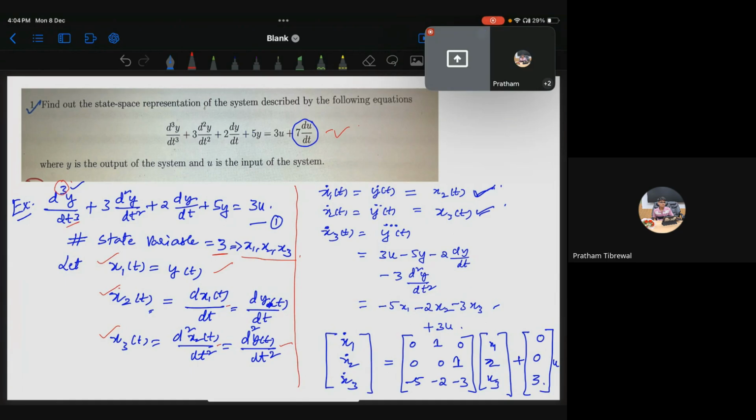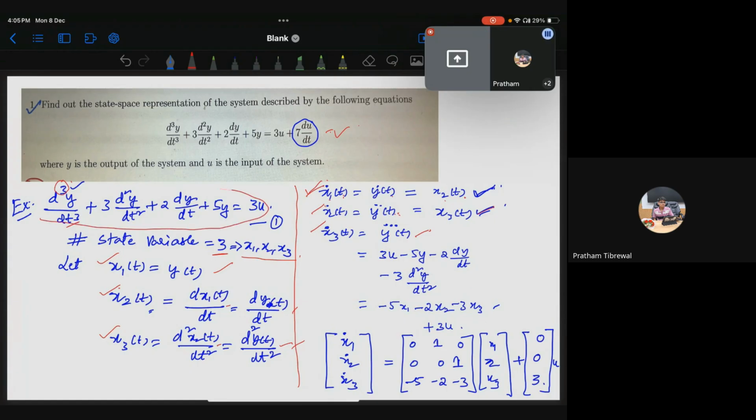So this is the first term in this equation, the d cube. Here you see, we are taking the first derivative: x1 dot, y dot, is equivalent to x2 from here. Clear? Then x2 dot, y double dot, is equivalent to x3 from here. Then x3 dot, y triple dot, we take from the problem.